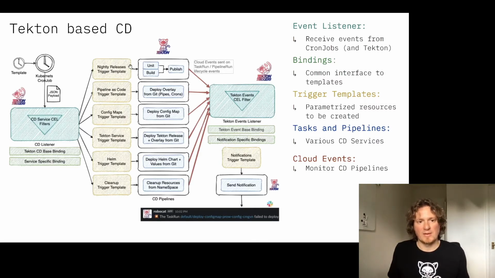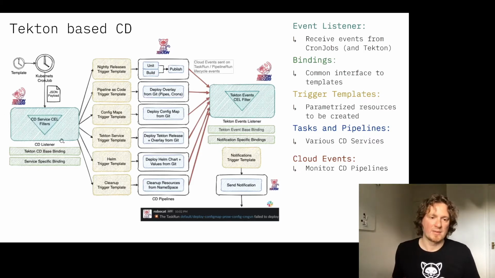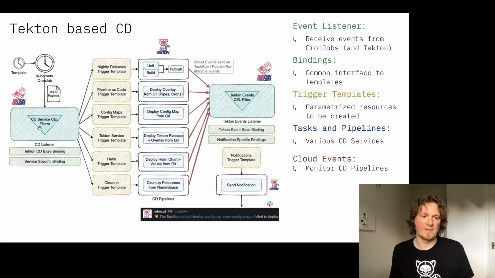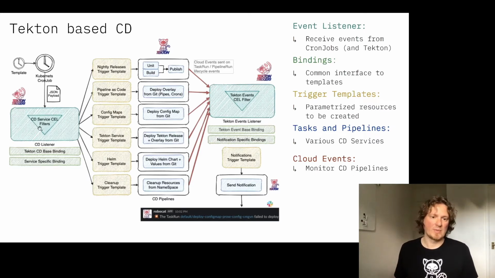So all the events that trigger those pipelines are generated by Kubernetes cron jobs, which are created out of templates using Kustomize. And those Kubernetes cron jobs, they send a JSON payload to an event listener, here the blue box, that receives the events, uses a filter to understand which CD pipeline we want to trigger. It uses bindings to extract information and pass it into the templates, and then finally run the pipeline.